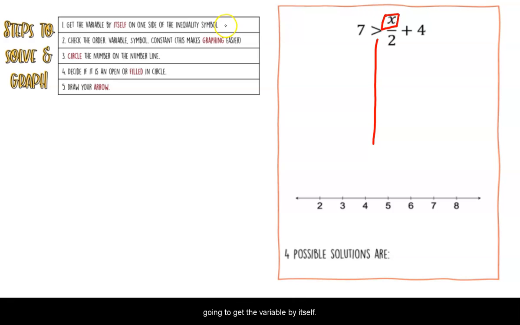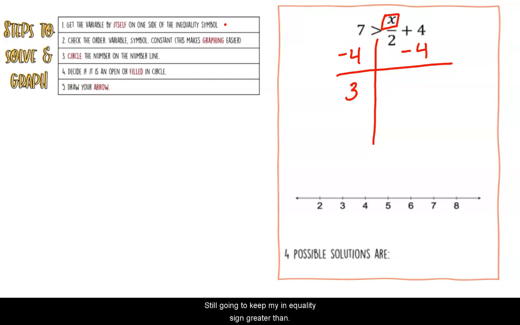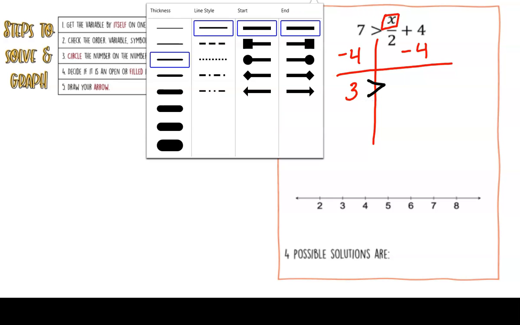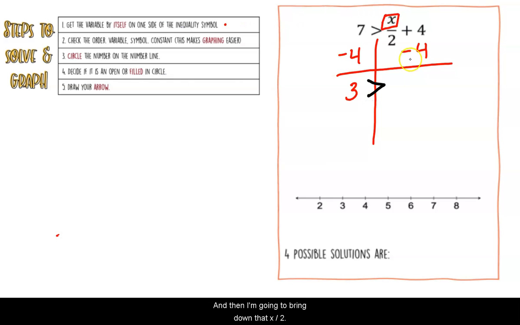So we got the variable. We're going to get the variable by itself. So I'm going to look at what's done on the right side. I'm going to subtract 4 from both sides. I'm going to undo that addition first. 7 minus 4 is 3. I'm still going to keep my inequality sign greater than. And then I'm going to bring down that x divided by 2. The plus 4 minus 4 cancels out.